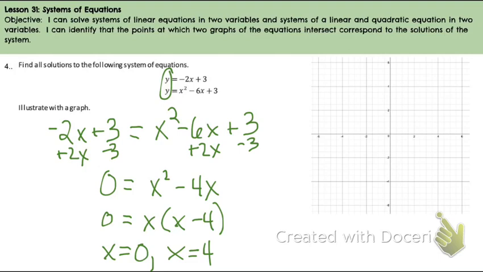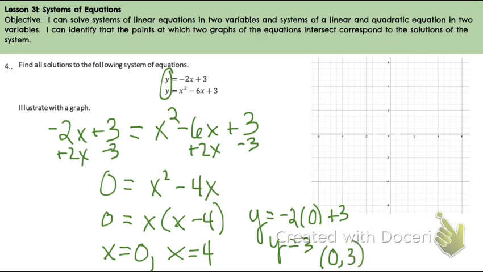Now I can just plug that into my initial equation, y equals negative 2x plus 3. So y equals negative 2 times 0 plus 3, so y will equal 3. So that solution will be when x is 0, y equals 3. (0, 3) right there. Okay, and then my other one will occur when x equals 4, so y equals negative 2 times 4 plus 3, equals negative 8 plus 3, so that's going to be negative 5. So that solution occurs at (4, negative 5). So over 4, down 5. Okay, it's going to be down here.